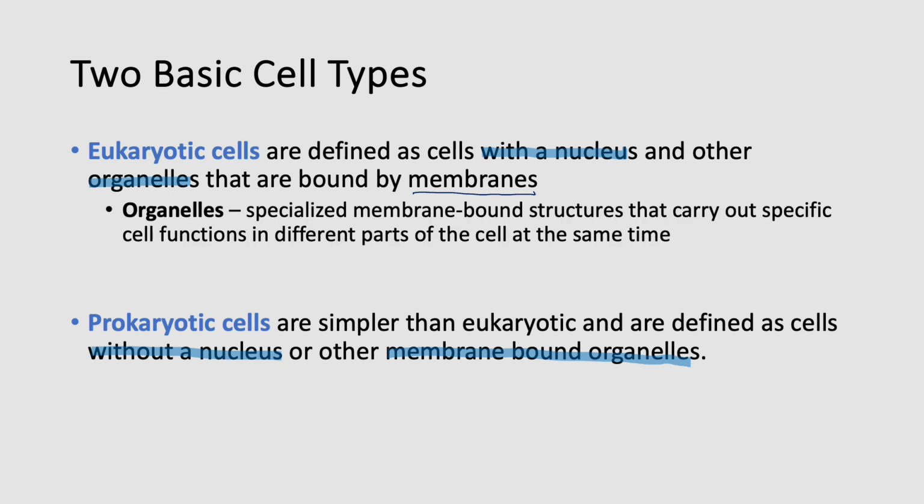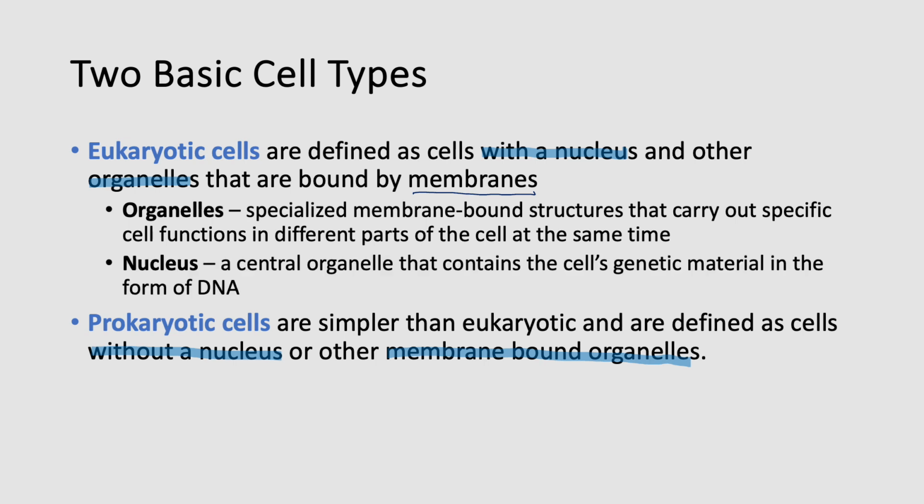Now we're talking about an organelle. And organelles are specialized membrane-bound structures that carry out specific cell functions in different parts of the cell at the same time. So the nucleus, the mitochondria, the endoplasmic reticulum, these are all organelles that perform a specific task, almost like parts of the city. The other defining feature of a eukaryotic cell is a nucleus, and it is a central organelle that controls the cell's genetic material in the form of DNA.